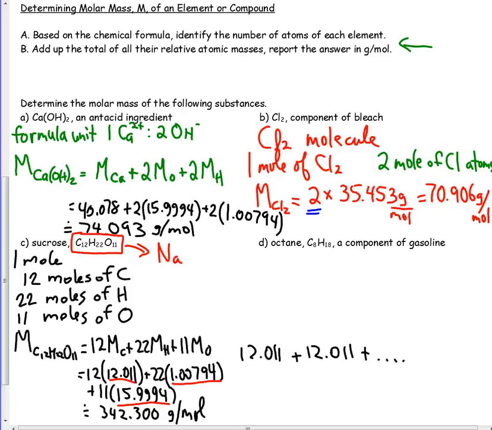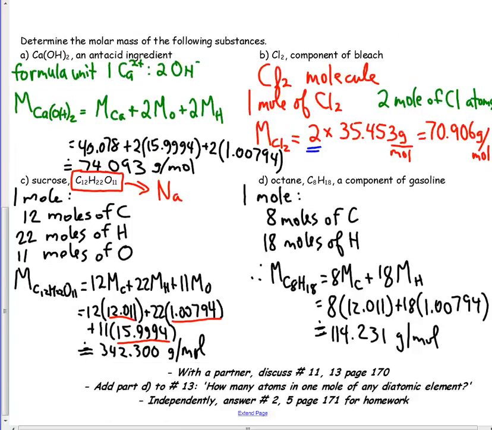So the primary operation involved in calculating molar mass is addition. All we need to do is look at the relative atomic mass that has the fewest number of decimal places, and we'll report that as our final answer, which would be 342.300 grams per mole. So one more example, and that will close off your introduction to the mole.